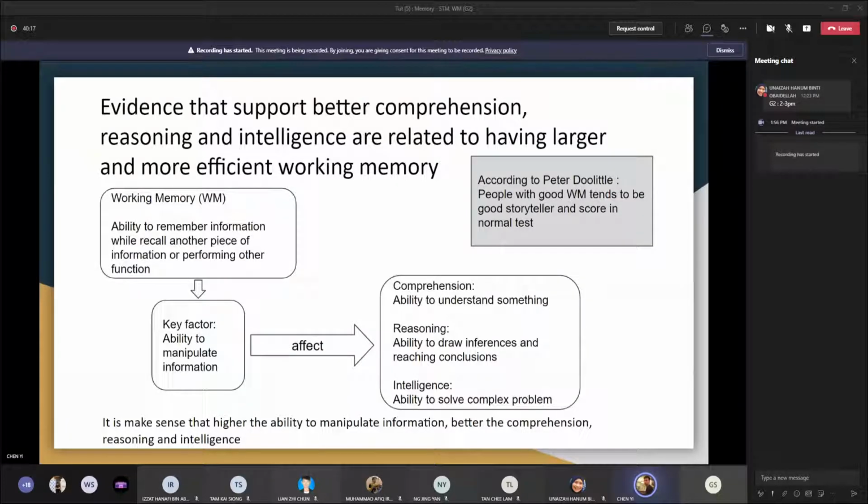So according to Peter, I don't know how to pronounce the name, Doolittle, he said that people with good working memory tend to be good storytellers and score well in standardized tests.